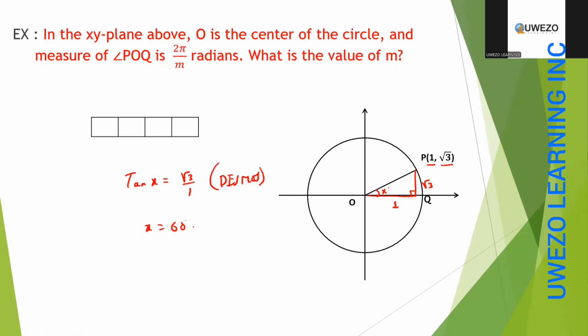Now to convert into radians, let us multiply by pi over 180 degrees. But now we have a 2 in the numerator. So let us divide numerator and denominator by 30. So we get 30 times 2 and 30 times 6. So that will be 2 pi over 6. So m has to be a value 6.